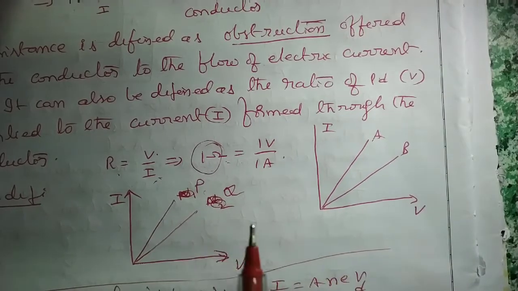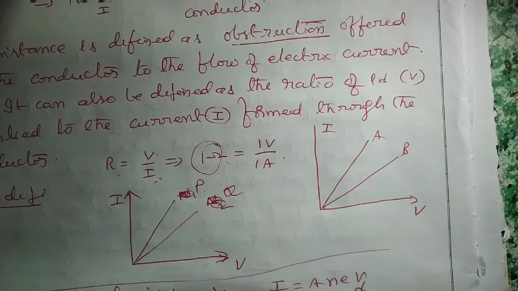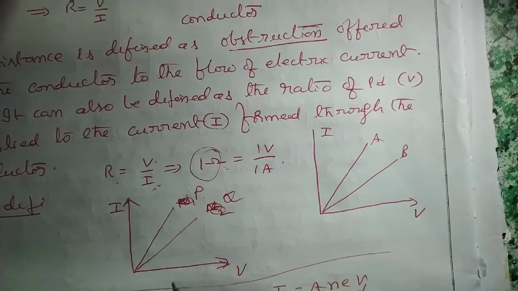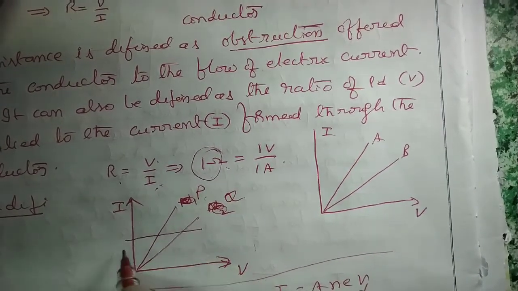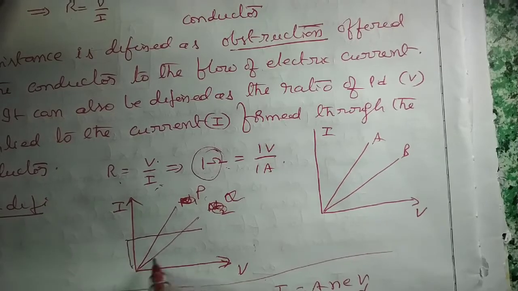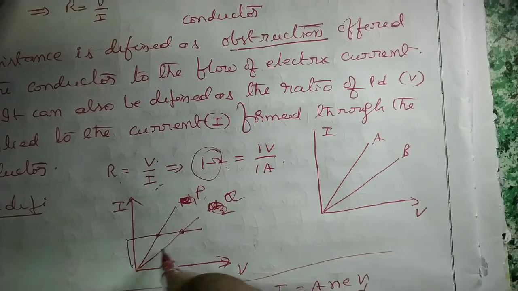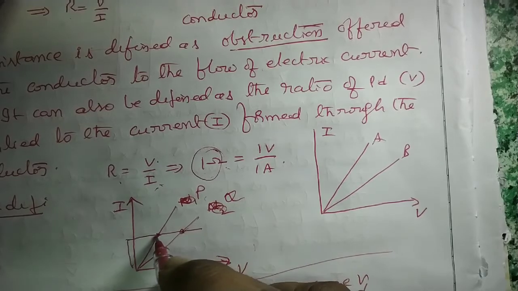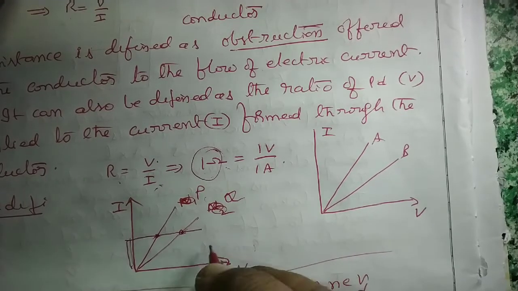By seeing this graph, we have to tell which conductor has more resistance. Now, for that, what I am doing is drawing one horizontal line. This much is the current, the same current for both points. One point is located on the P graph, the other point is located on the Q graph. But for both points, I made the current the same. That means I made the current constant.